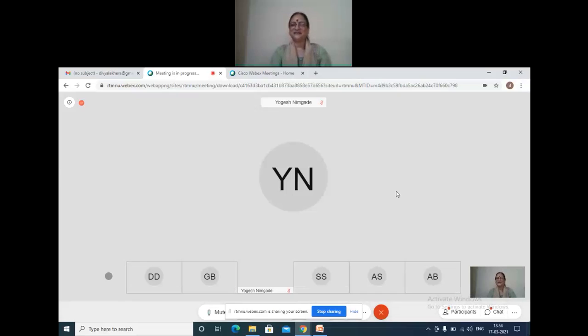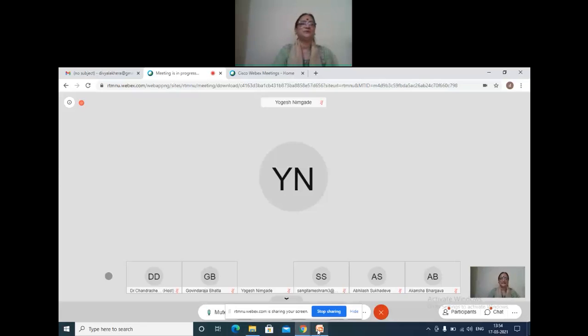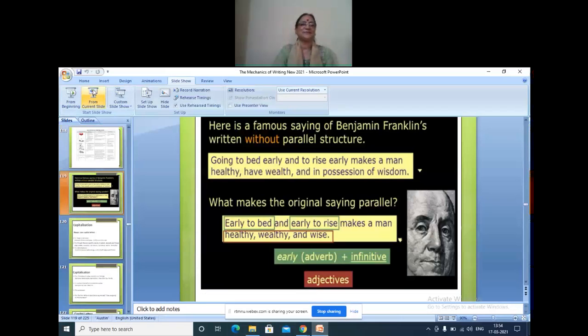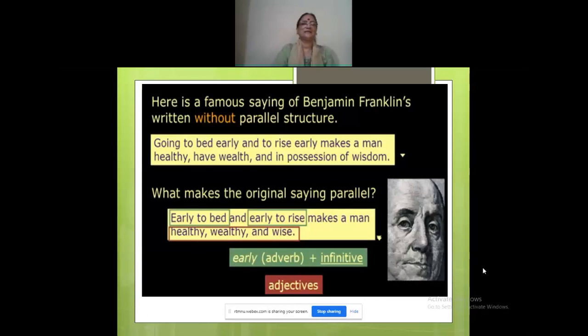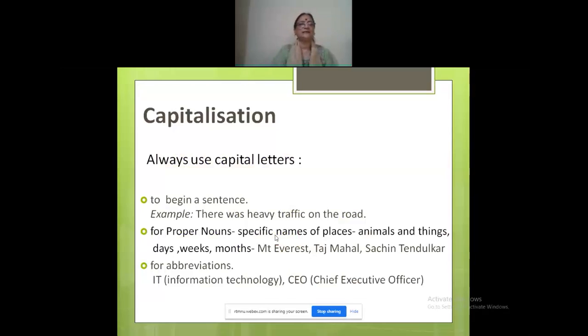Okay, so we are just going to be learning about what to capitalize and what not to capitalize. So, like sir very rightly pointed out, capitalize the important words. Now, what are these important words? So, we'll learn about that, and we are going to do a small exercise also. So, this parallel structure, yes, to begin a sentence.